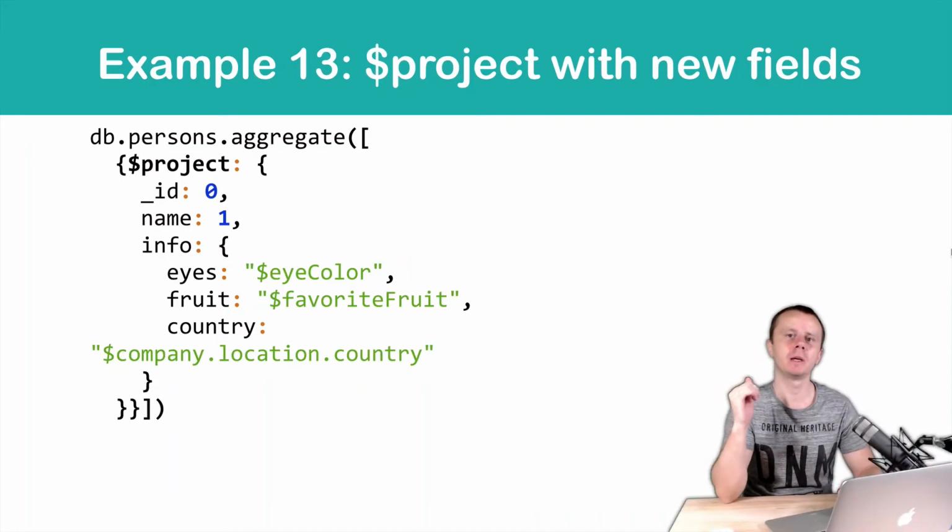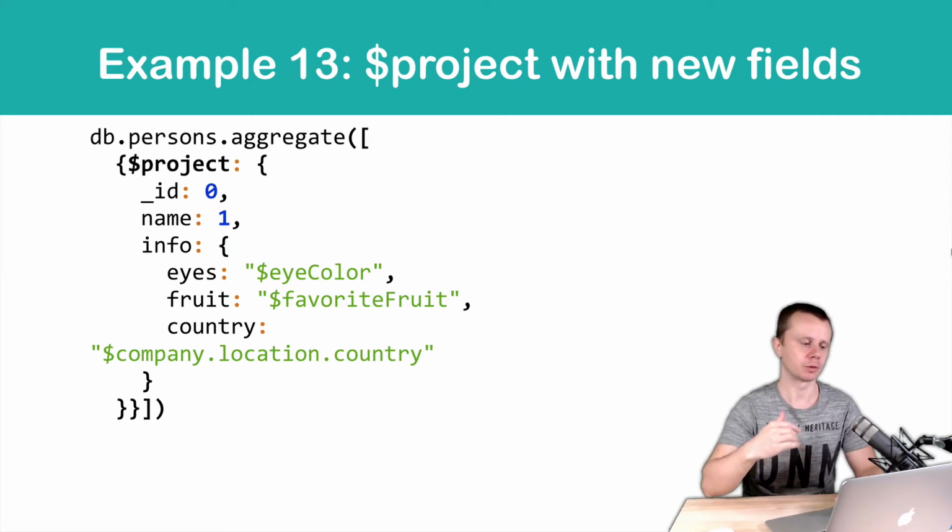A project can be easily used to rename fields of the input documents or even restructure input documents to other documents. Let's look at this example. In this example, we take documents in the persons collection and project them to other documents. Remember that project works for each input document. It means if we have 1000 documents as the input, we will get 1000 documents as the output.